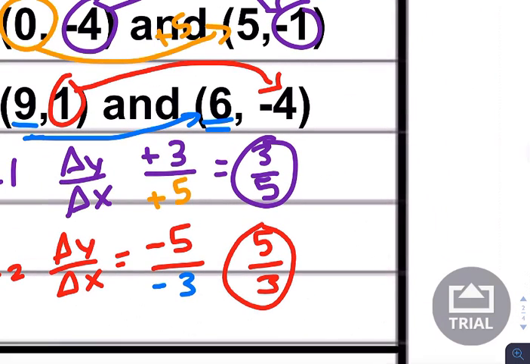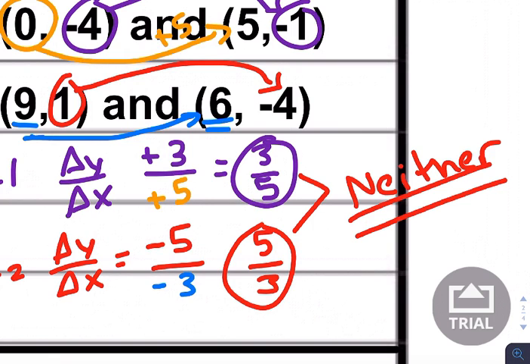And so here we have actually neither. So this is a weird case, but it's going to happen. Something you have to look out for. It's not parallel because the slopes are not the same. They reciprocated. But it's not perpendicular because they're both positive.